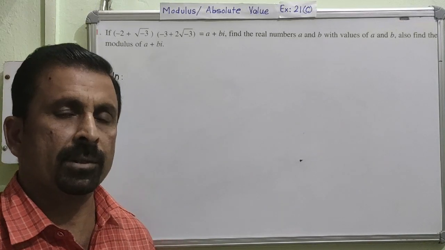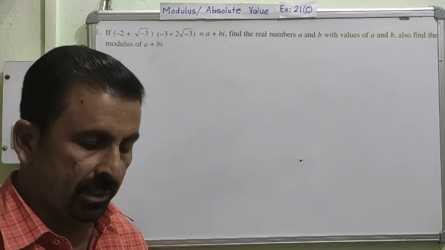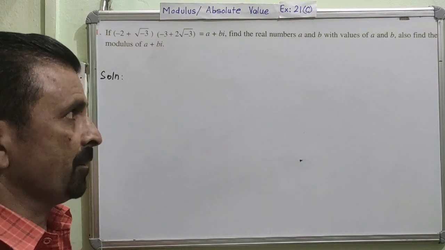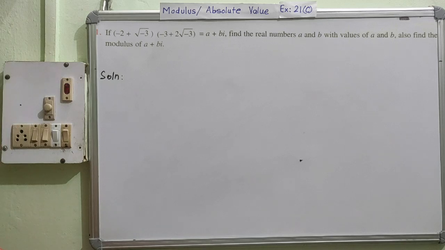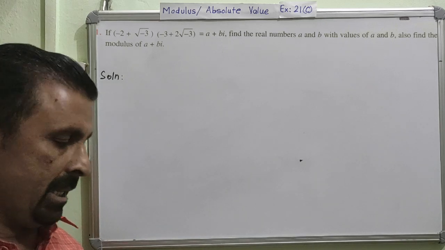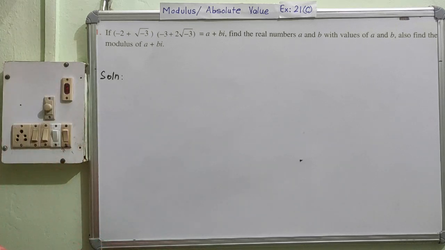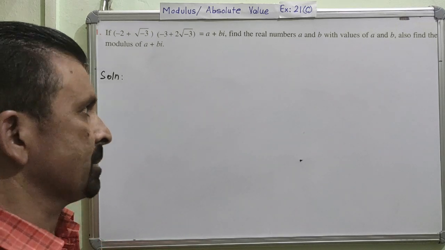Now we are going to start with question number 1 of exercise 21C. You can see the question on the board. The question says, if (minus 2 plus root over minus 3) times (minus 3 plus 2 root over minus 3) is equal to a plus bi, then find the real values of a and b, and then also find the modulus of a plus bi.